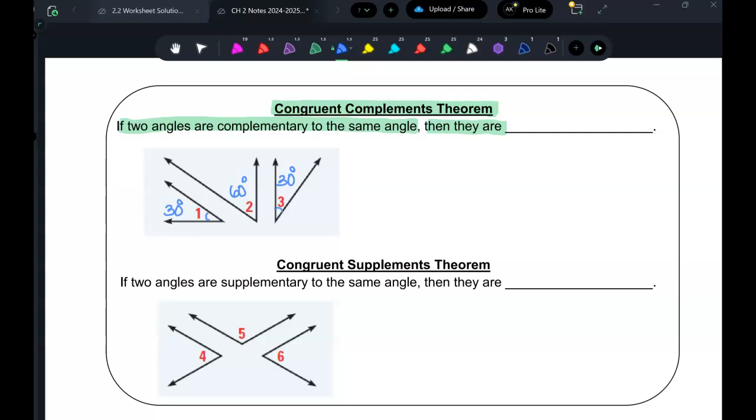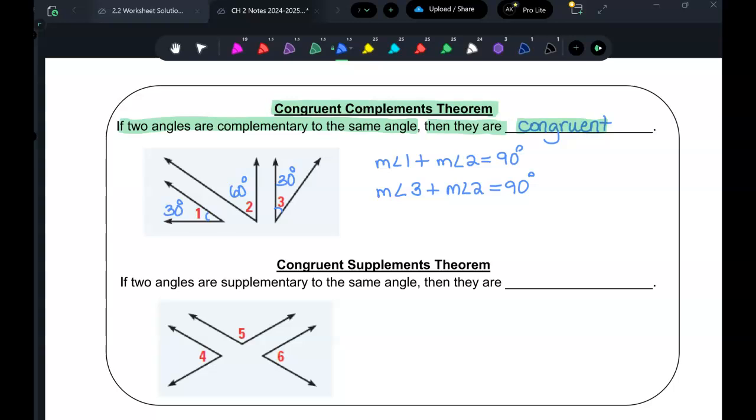So no matter what, if you have 2 angles that are complementary to the same angle, they have to be congruent to each other, okay? Here, let me write it out. Let me explain. If I told you measure of angle 1 plus measure of angle 2 equals 90 degrees, and I told you measure of angle 3 plus measure of angle 2 equals 90 degrees.